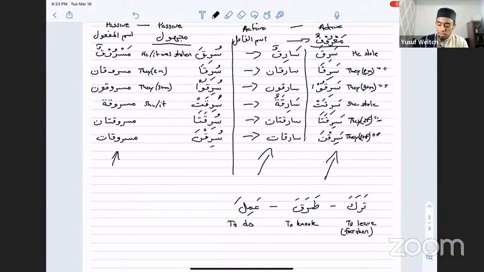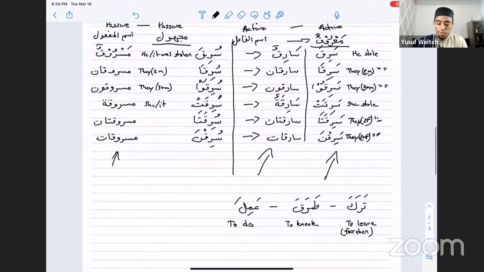Taraka, I want to make it an active participle, but feminine, singular. A female knocker, or a door knocker. Say you have somebody who goes door to door, just knocking. You knock and then run. But this one's a girl. So how do I say that in a noun version? Tariqatun. Good. And Tariq is actually one of the surahs of the Qur'an, Surah at-Tariq, the piercing star. So it comes from the same word as knocking.